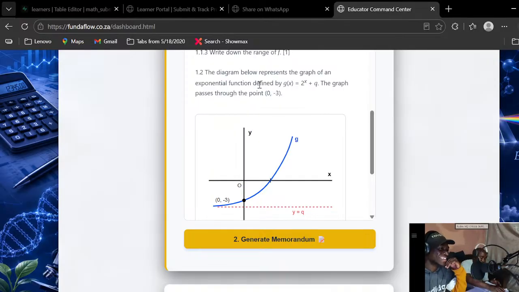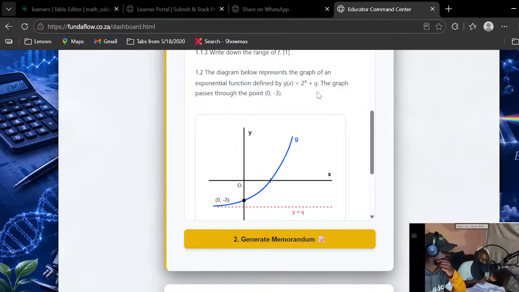So, the diagram below represents the graph of an exponential function defined by g of x is equal to 2 to the power x plus q. Is the plus q on the exponent or is it just plus q? The plus q is outside: we have 2 to the power of x, then plus q.